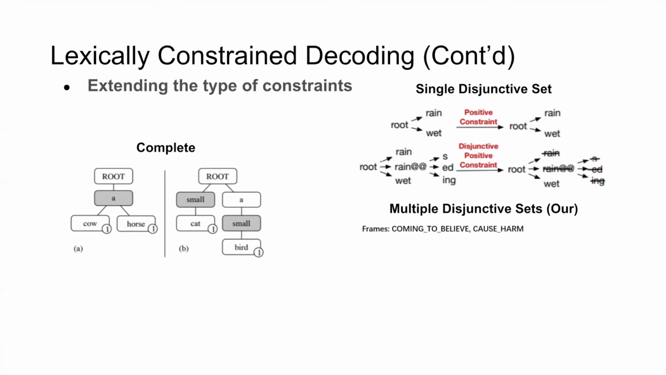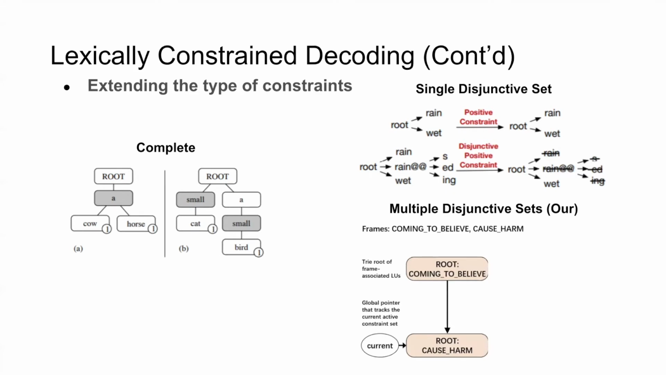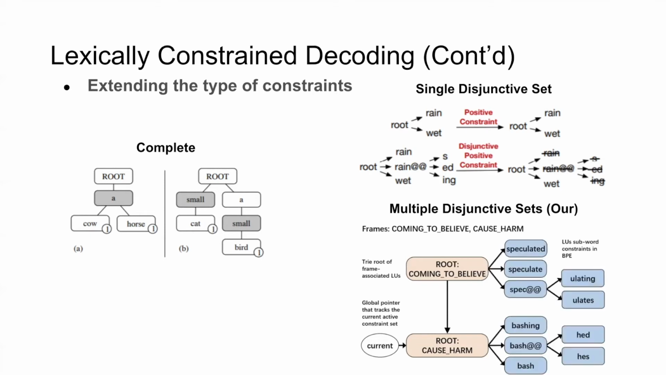Given a list of frame input, for example, coming to believe and cause harm in our figure, we construct a tree of LUs with morphological variants for each of the frames based on the byte-pair encoding. We then impose disjunctive constraints with respect to each tree. That is, once the LU is realized, the whole tree will be finished and the progress is advanced.